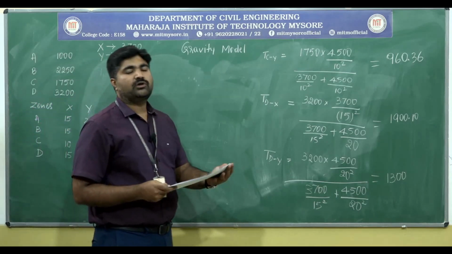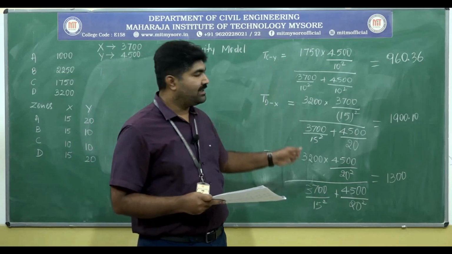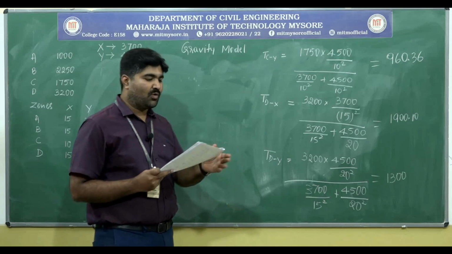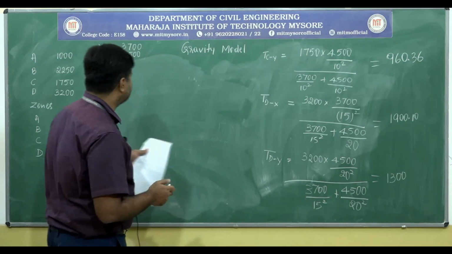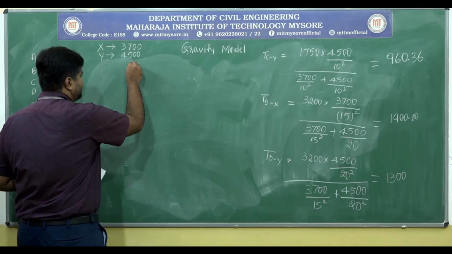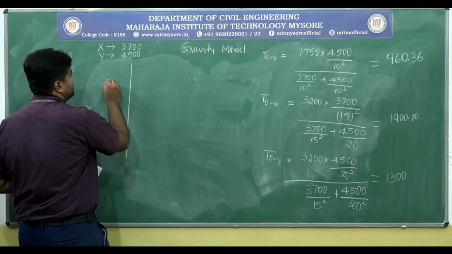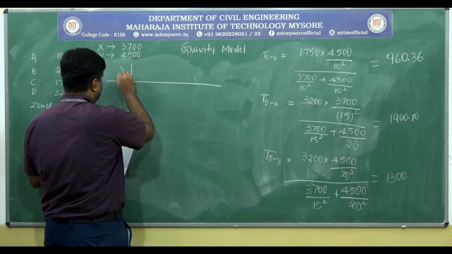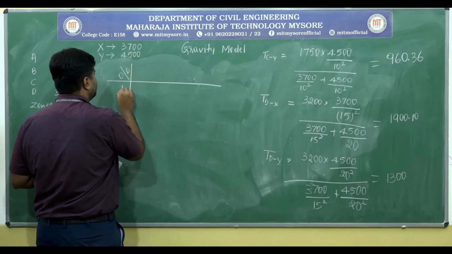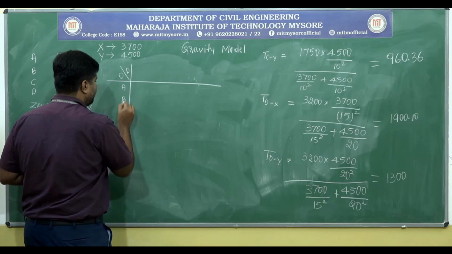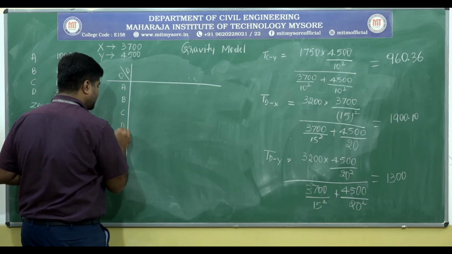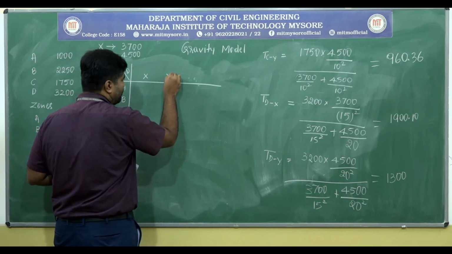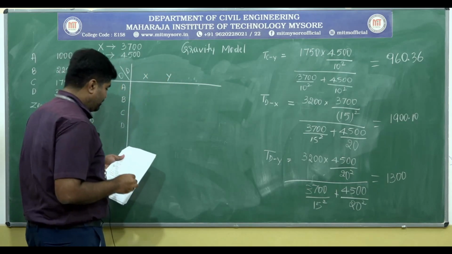Next, we have to tabulate the results. What we have calculated, we have to tabulate now. We have to represent the trips in the OD matrix, that is the origin destination matrix. Origins A, B, C, D. Destination attraction is towards X and Y.